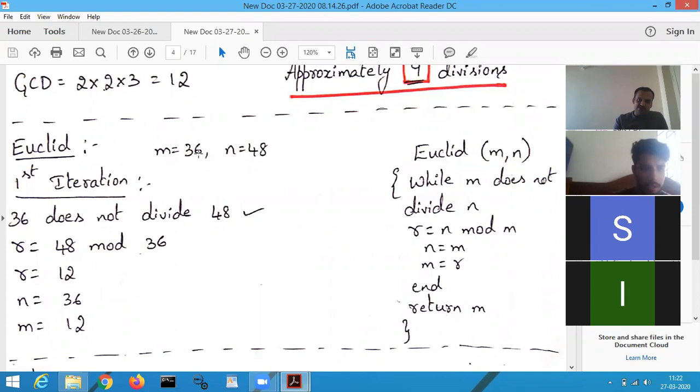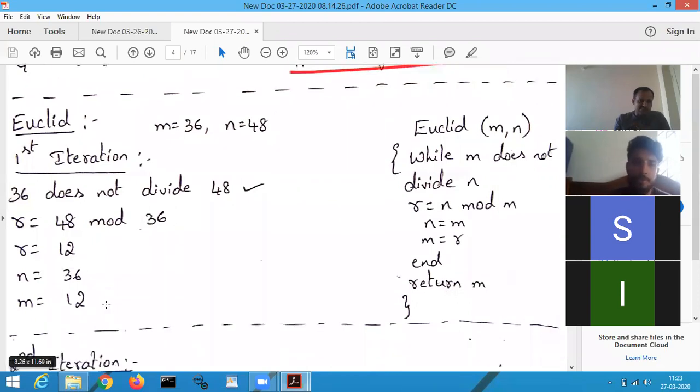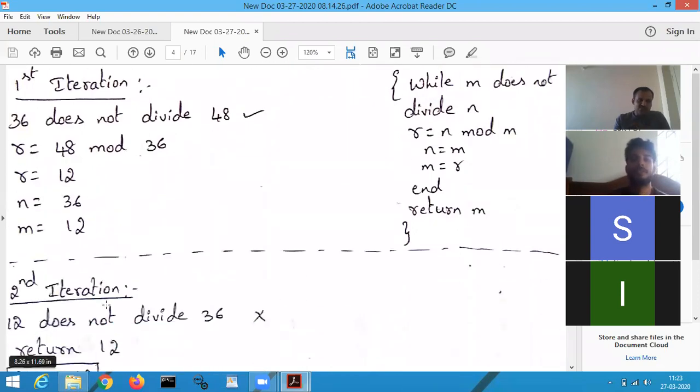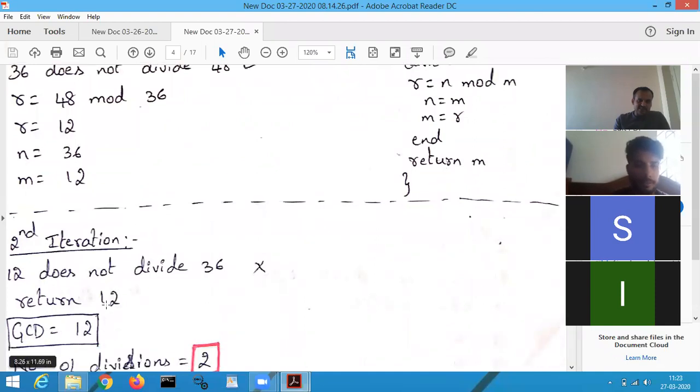What is the present value of m? 36. That will be copied to n. Now the final step: m is equal to r. What is the recent value of r? 12. 12 will be copied to m. This is the first iteration. Now let us go for the second iteration.